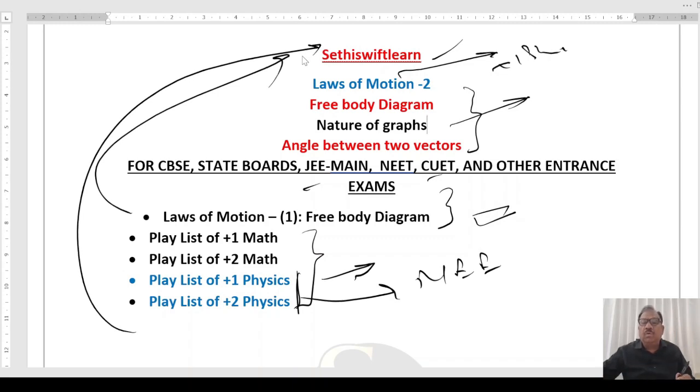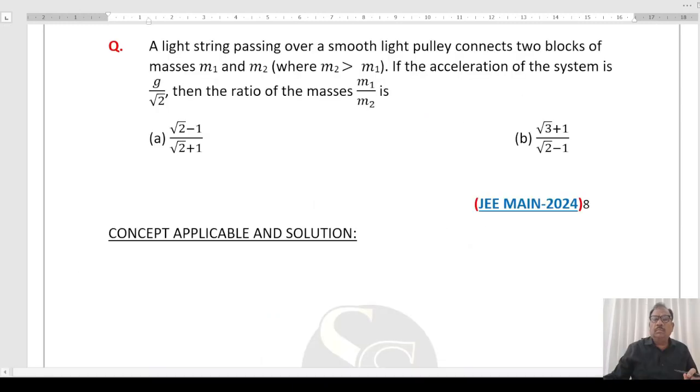Now, let's start with the questions. The question is: a light string passing over a smooth light pulley connects two blocks of masses m1 and m2. m2 is greater than m1. If the acceleration of the system is g by root 2, then the ratio of the masses m1 upon m2 is?